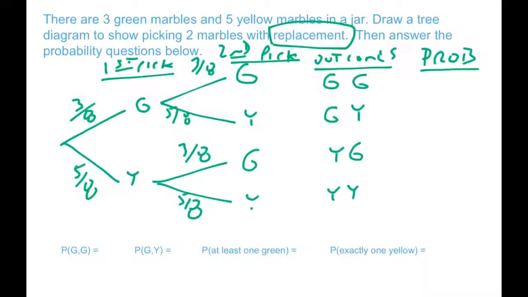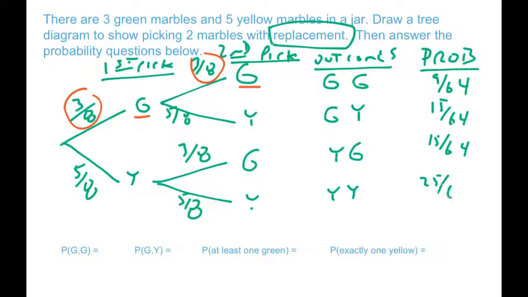So green, green, that's here, so it's these probabilities. 3/8 times 3/8 is 9/64. Green, yellow, 3/8 times 5/8, 15/64. Yellow, green, 5/8 times 3/8, 15/64. And yellow, yellow, 5/8 times 5/8, 25/64. These are all in lowest terms, so I can just leave them the way they are.